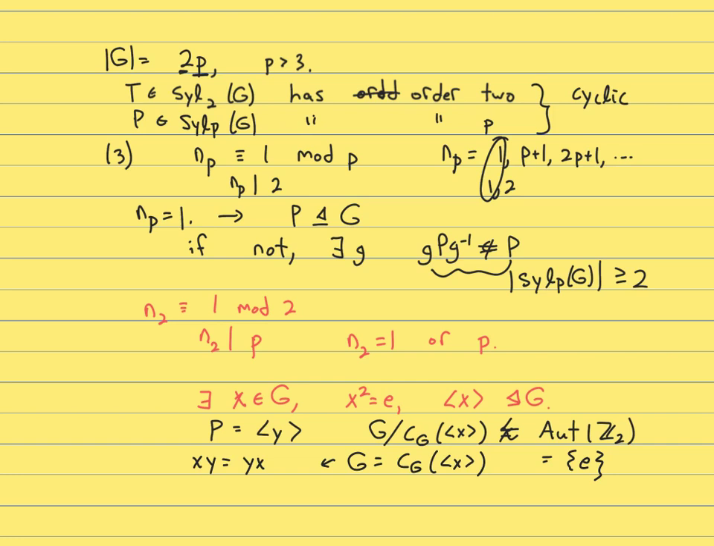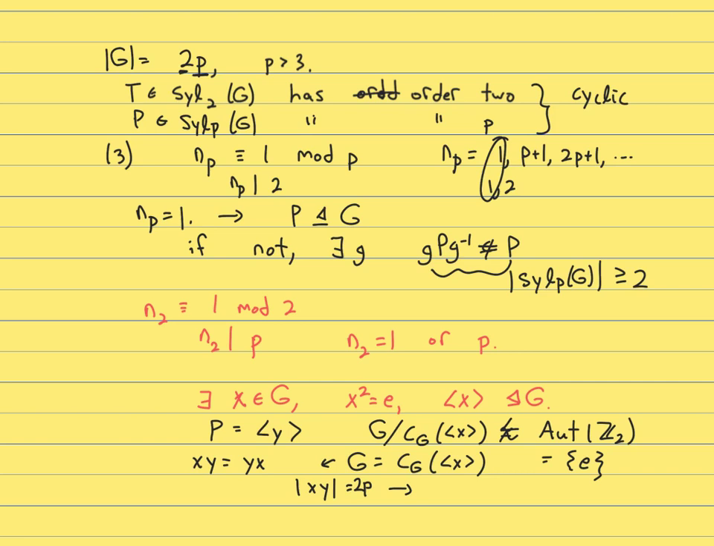So we see that our group in this case is abelian. Moreover, X times Y has order 2p. Why? Because of properties of exponents, you have to square the x to get the identity, and you have to take y to the pth power to get the identity. So the smallest power to get both of them to be the identity is 2 times p.